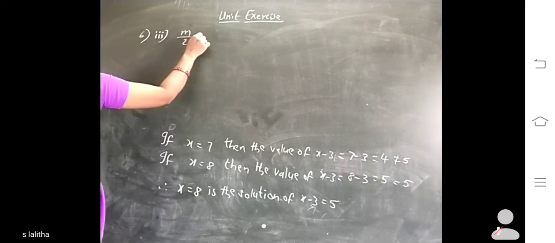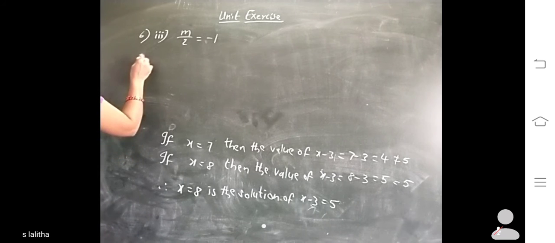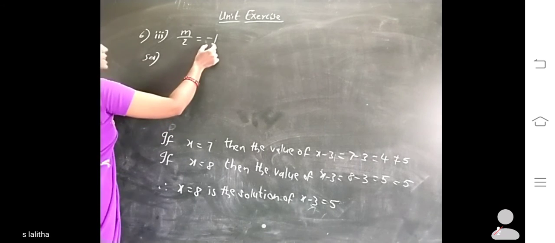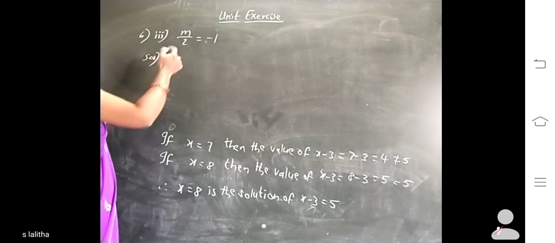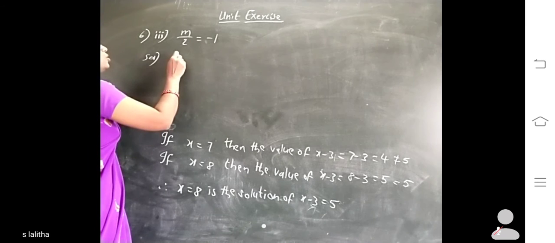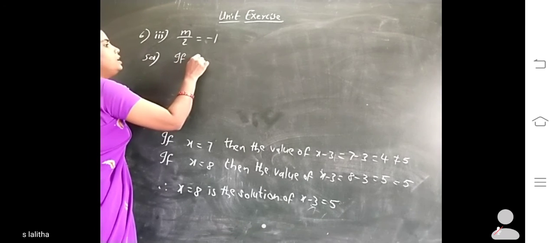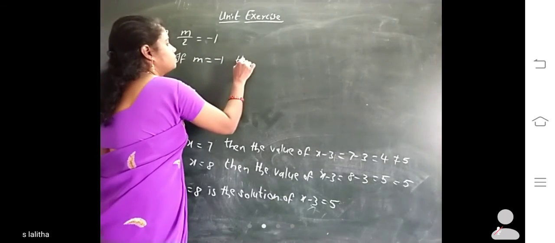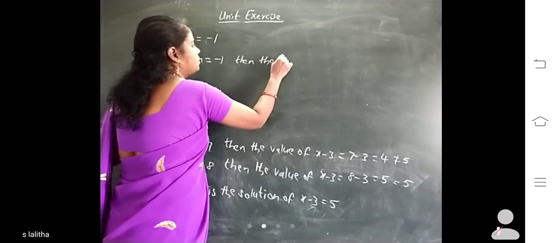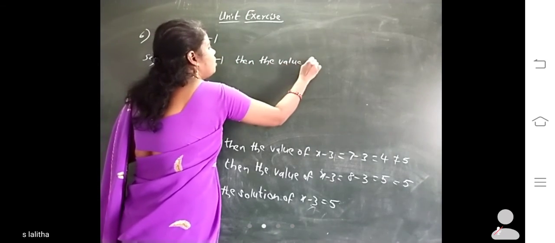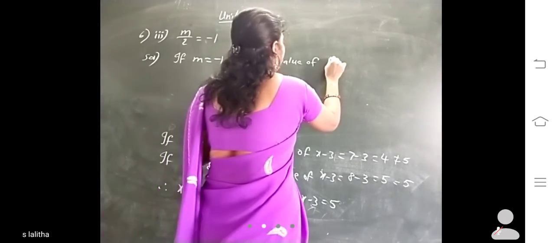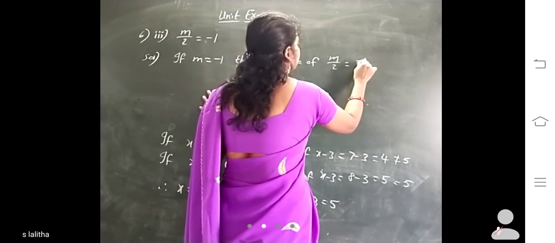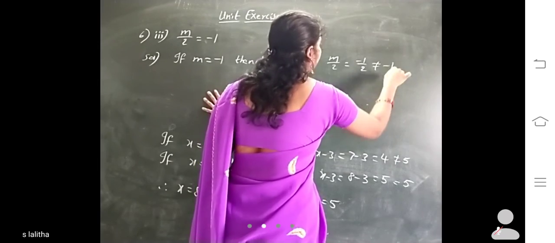m/2 = -1. So m/2 = -1 is given here. Here the answer will be a negative number, so you have to write negative numbers. Okay. So if m = -1, then the value of m/2 is -1/2, which is not equal to -1.